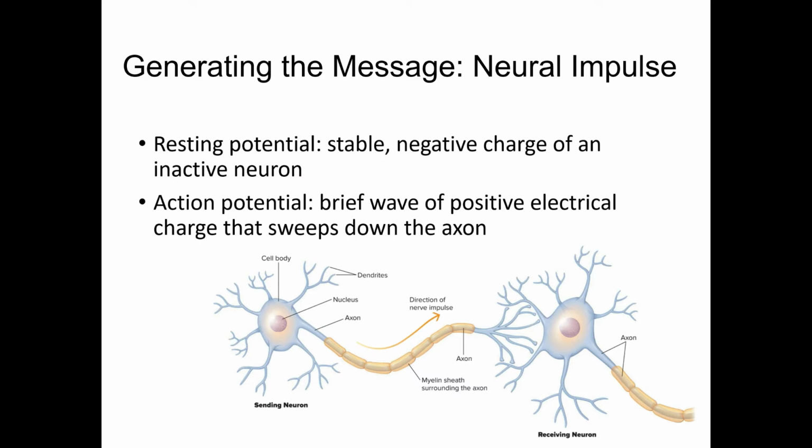One of the primary purposes of the neural impulse is to send messages through the axon. When the neurons are negatively charged and inactive, we call that state the resting potential. However, when the neurons are going to send a message, then action potential occurs, which is a brief wave of positive electrical charge that sweeps down the axon, and this is the driving force that pushes the message forward.